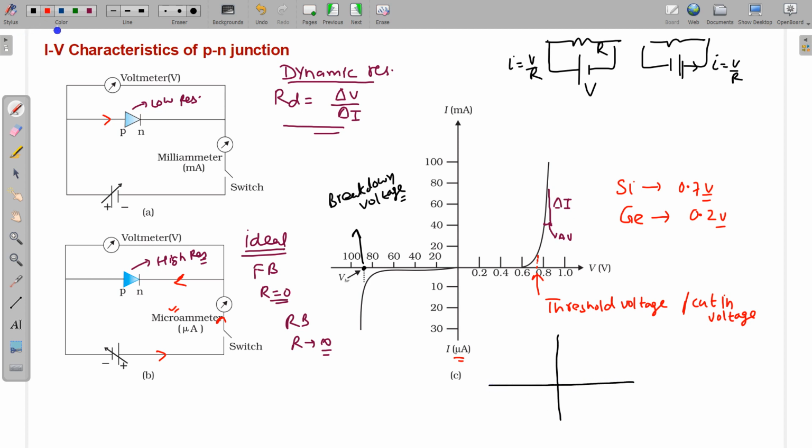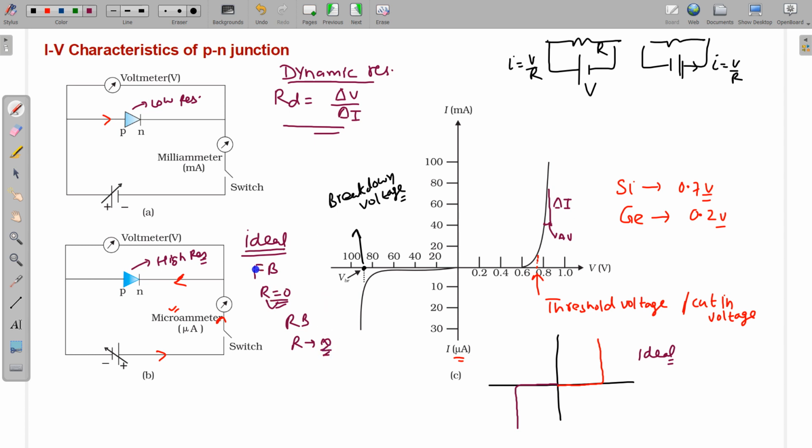We can just simply draw a graph like this. This is just like this, and in this region it is just like this. So for ideal there is no need to draw like this. We just draw a line along the voltage axis or perpendicular to the voltage axis only. This is for an ideal diode. So we have to remember, for an ideal diode in forward bias resistance is 0. For an ideal diode in reverse bias resistance tends to infinite.